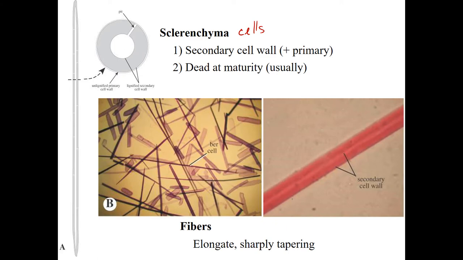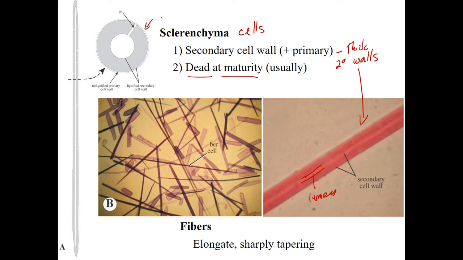Sclerenchyma cells have thick secondary walls. Look down here again, the red is showing the secondary walls, stained with that same reddish stain. And this is the very small lumen. Lumen means that central cavity in the cell that used to contain the cytoplasm, but these cells are dead at maturity, dead at functional maturity. When they function in the plant, they're not living. And the lumen is very thin, and the secondary wall is very thick.